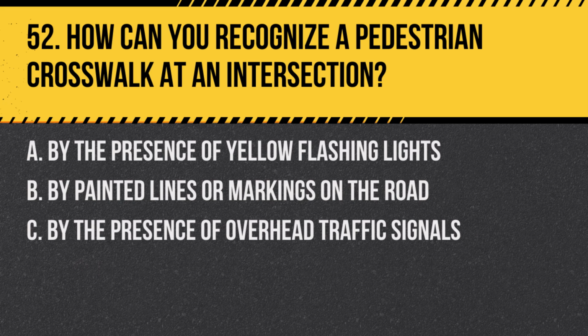Question 52. How can you recognize a pedestrian crosswalk at an intersection? A. By the presence of yellow flashing lights. B. By painted lines or markings on the road. C. By the presence of overhead traffic signals. Answer. B. By painted lines or markings on the road. You can recognize a pedestrian crosswalk at an intersection by painted lines or markings on the road, typically indicating a designated area for pedestrians to cross.